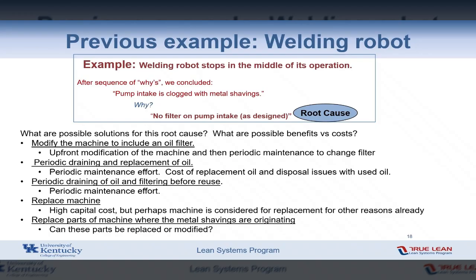Another option would be to go down the root cause chain a little differently. Up one level, when we asked why the pump intake is clogged with metal shavings, perhaps the shavings aren't just from regular wear and tear, but because some other part of the machine is approaching failure. Our countermeasure for this may be to replace the part that is wearing out.